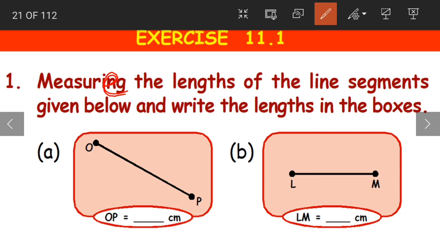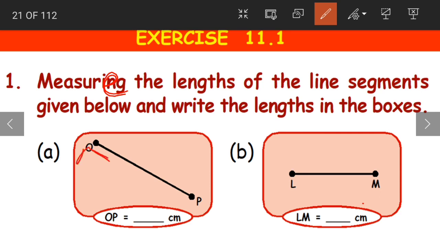Measure the lengths of the line segments given below and write the length in the boxes. Now this is what you have to do. At home, you can draw different line segments. Just simply draw line segments and then with the help of a ruler or a scale, try to measure the lengths of those line segments. So what are the steps for measuring the length of line segments?